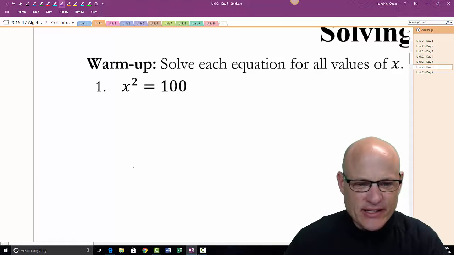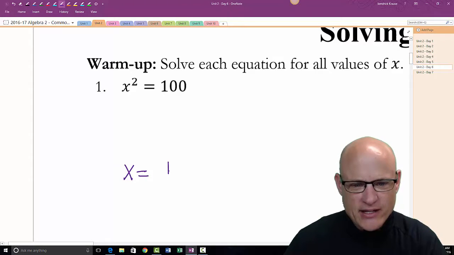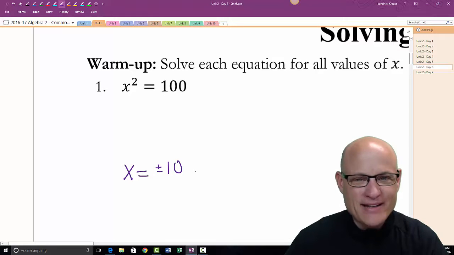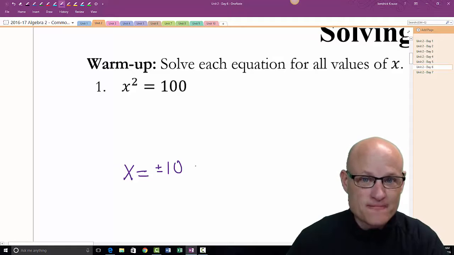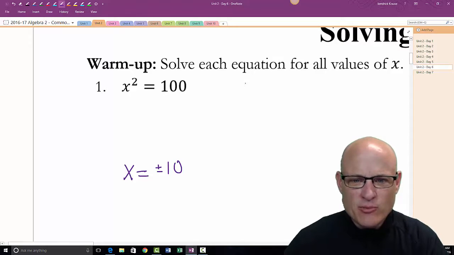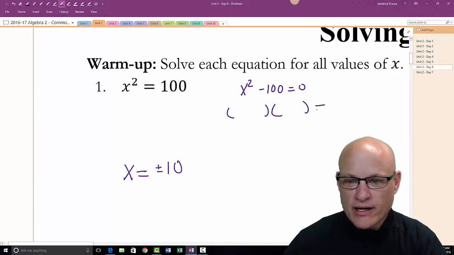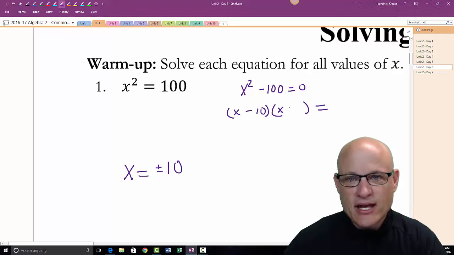I mean, clearly the answer is x equals 10. Not exactly. Remember, it's plus or minus 10, because isn't negative 10 squared 100, and positive 10 squared 100? And in ninth grade, you probably would bring the 100 over. You'd say x squared minus 100 equals 0. You'd factor this baby. You'd say x minus 10 and x plus 10. You'd say, oh, x is equal to 10, and x is equal to negative 10.